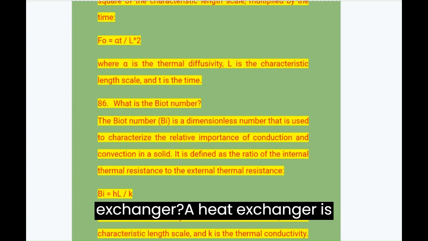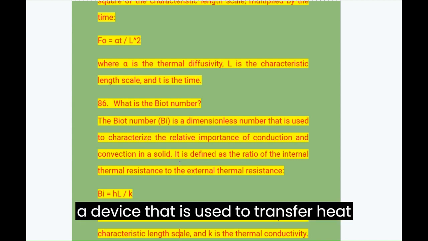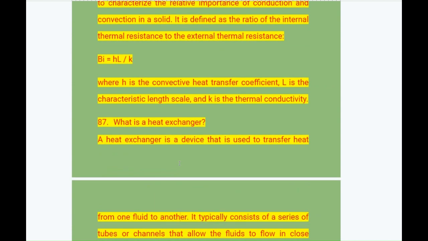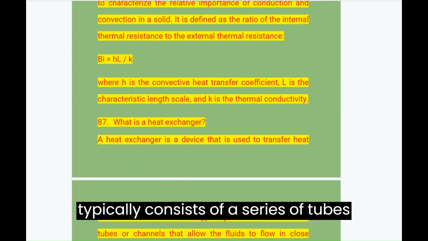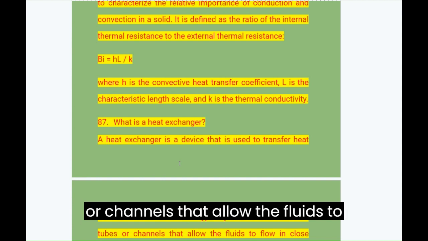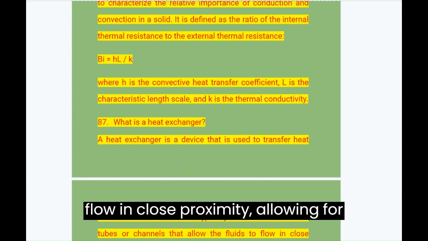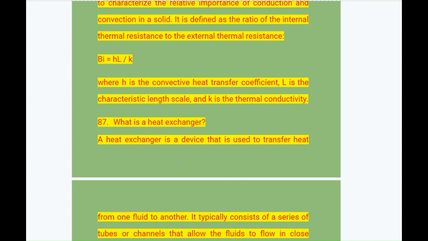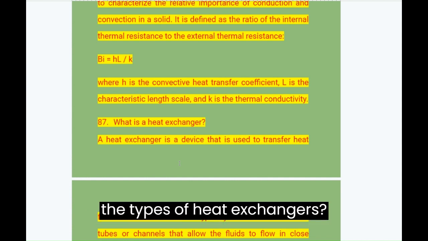What is a heat exchanger? A heat exchanger is a device that is used to transfer heat from one fluid to another. It typically consists of a series of tubes or channels that allow the fluids to flow in close proximity, allowing for efficient heat transfer.